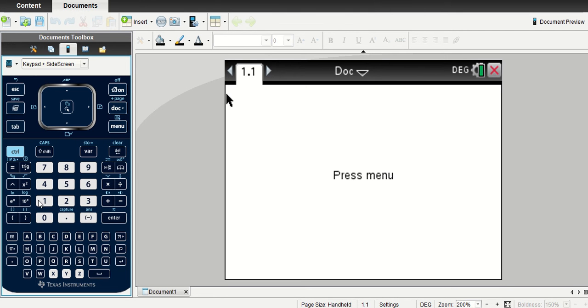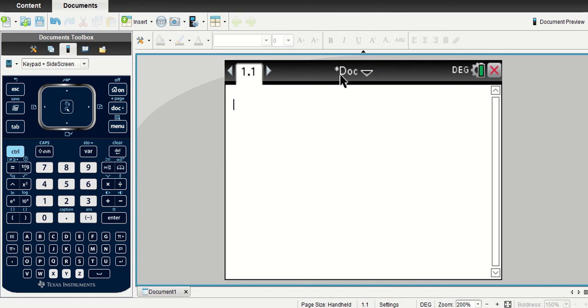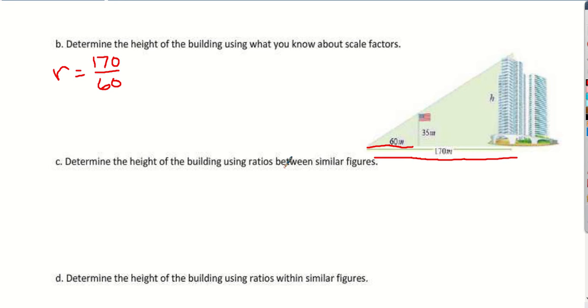With our calculator, we can hit menu and open up a calculator page. And then we're going to want to type in our ratio, which is 170 over 60. And we can reduce that down to 17 over 6. The calculator will reduce this down to lowest terms so that we can work with smaller numbers.